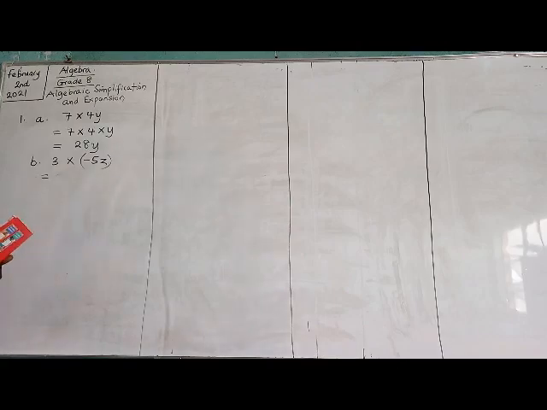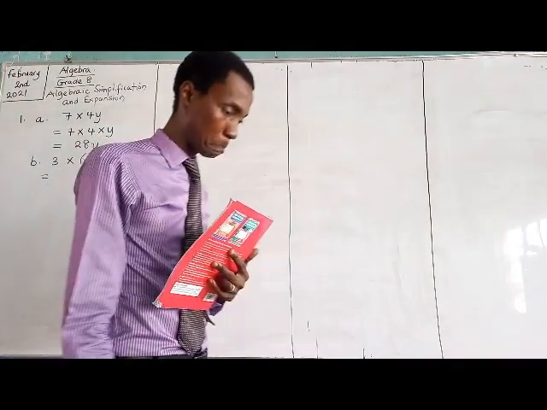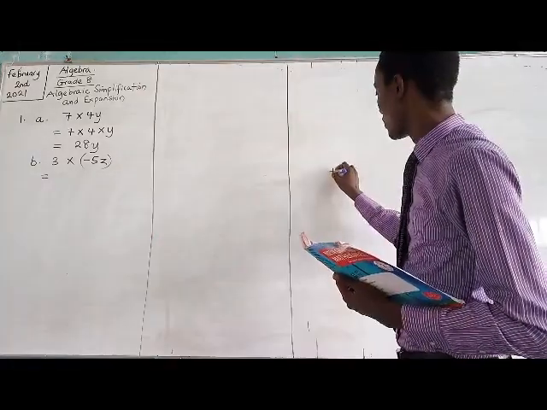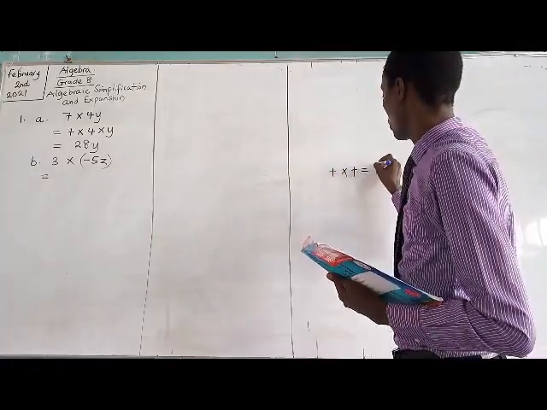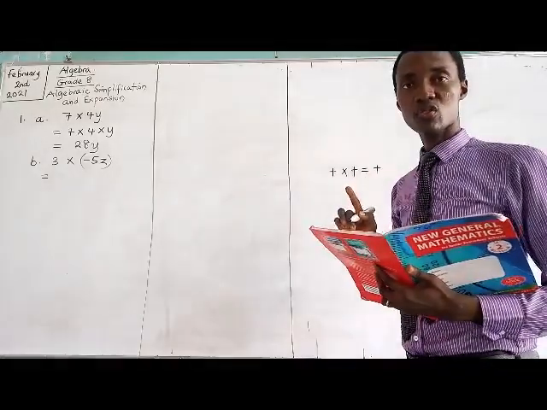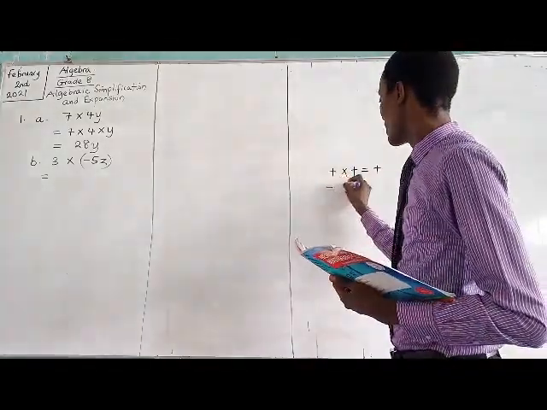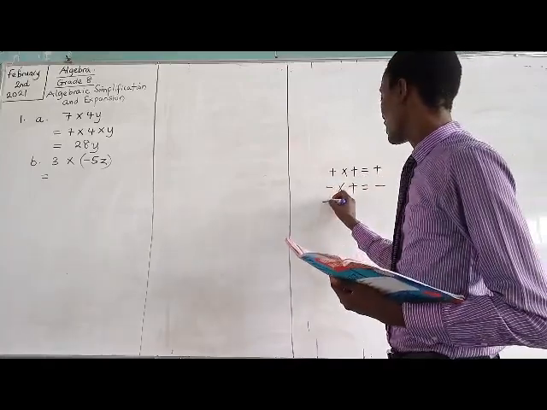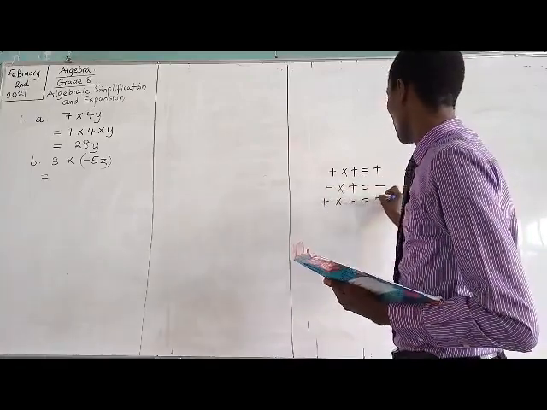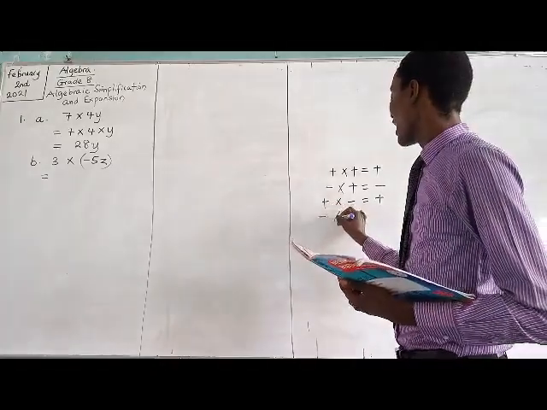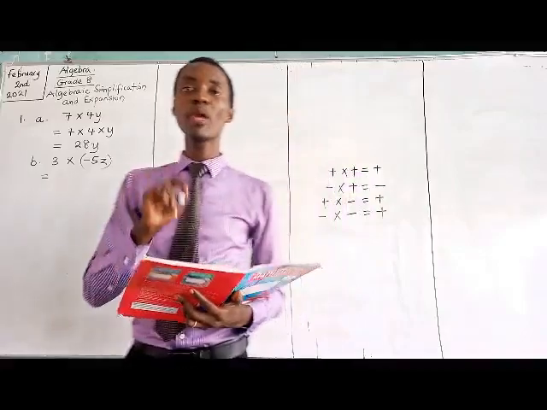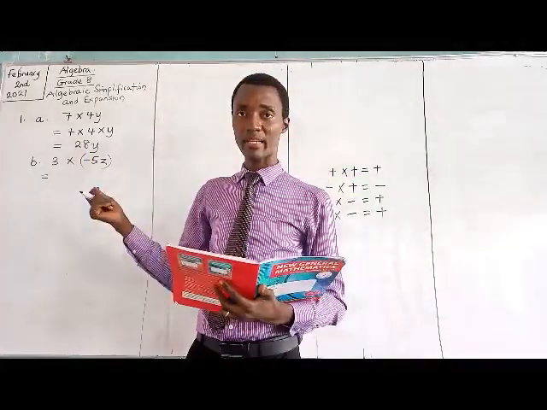From our knowledge of numerical processes, we should remember that if we have plus times plus, it will be what? Plus or positive. Negative times positive gives you negative. Positive times negative gives us what? Negative. And when we multiply two negative numbers, we're going to get positive. Now that's the first thing you may want to deal with when handling problems like this.